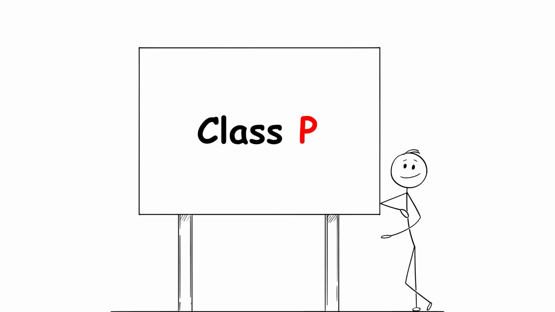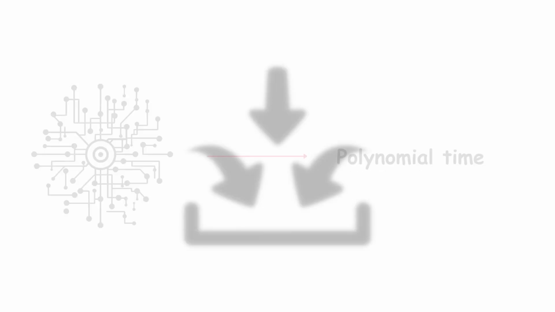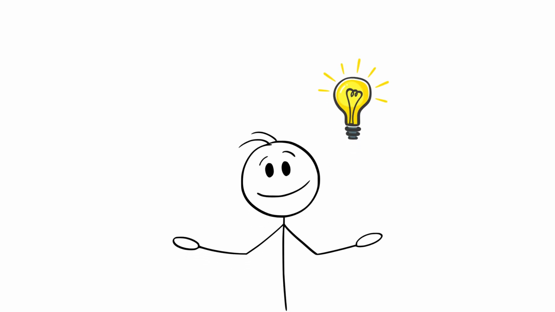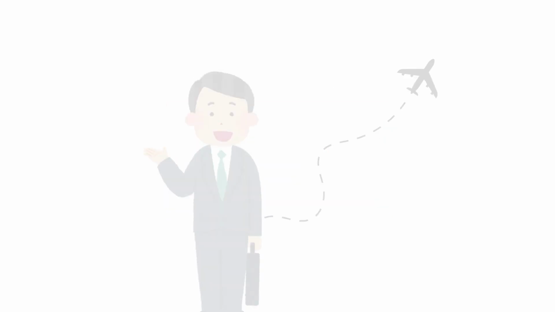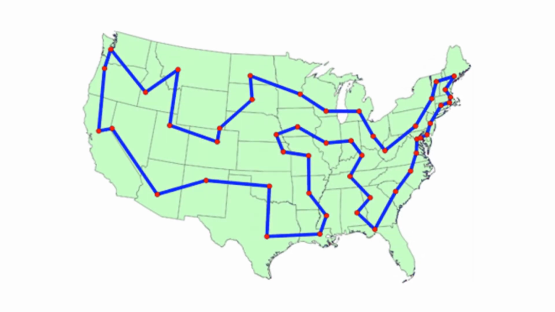A problem belongs to the class P if there exists an algorithm that solves it in polynomial time with respect to the input size. On the other hand, a problem is in NP if, given a candidate solution, it can be verified efficiently. A classic example is the traveling salesman problem. Given a list of cities with their distances, one seeks the shortest route that visits each city exactly once.